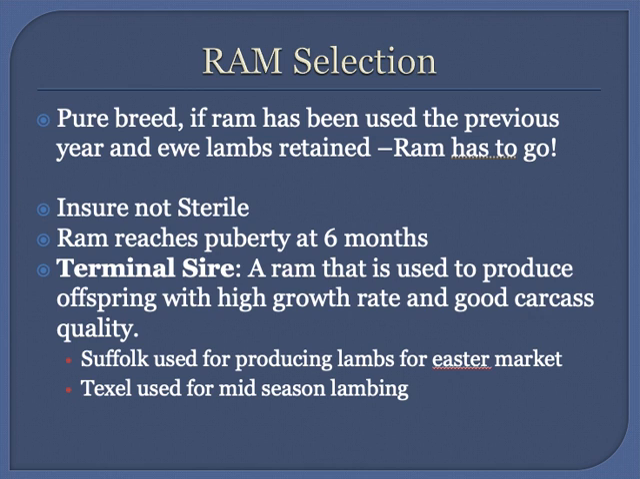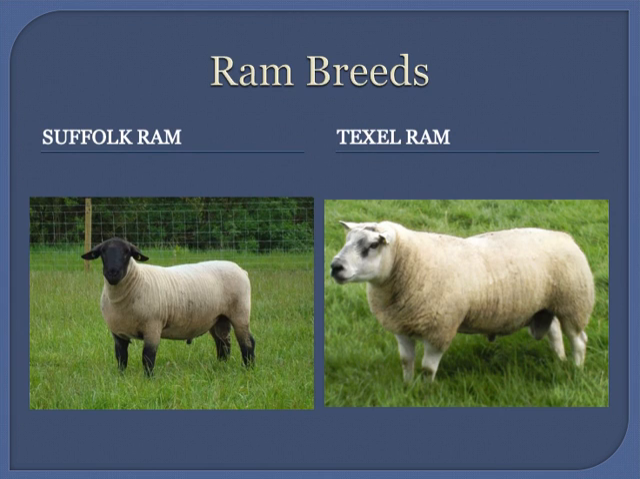Now, I think I mentioned earlier a terminal sire, but just to go back over what that means, that's a ram that's used to produce offspring with a good quick growth rate so that they'll be early maturing and also good carcass quality. And we already mentioned as well that some good quality terminal sires would include the Suffolk and the Texel. The Suffolk would be actually significantly higher growth rate. So that's why they're suitable for the Easter market, which we mentioned was worth quite a bit of money to the farmer in comparison to the Texel, which will give you your mid-season lamb. Lovely pictures of our Suffolk and our Texel there.